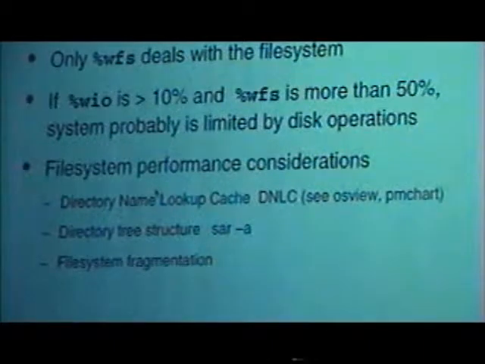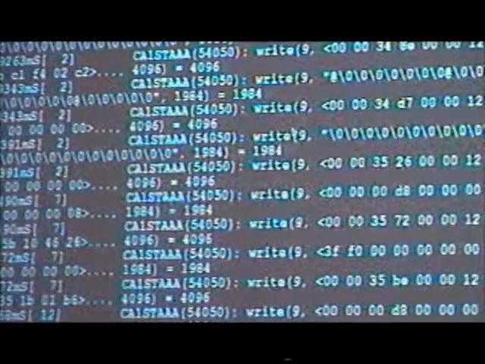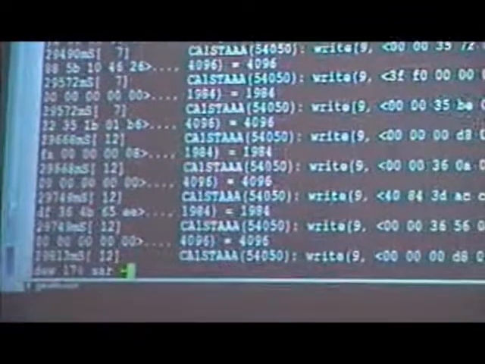Couple other things to worry about. There's something called a directory name lookup cache. This is where all my directory name information is and all my metadata is. We can look at that with PCP metrics, or we can configure it. And I'm going to talk about that when we talk about buffer cache. There's also a SAR-A option, which tells me how many inodes and directories I'm doing. In fact, I should have showed that earlier. SAR-A.